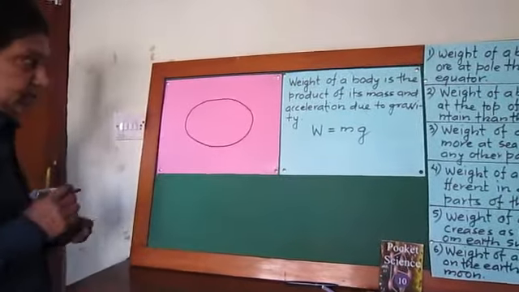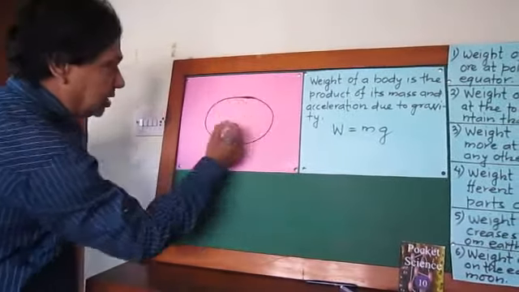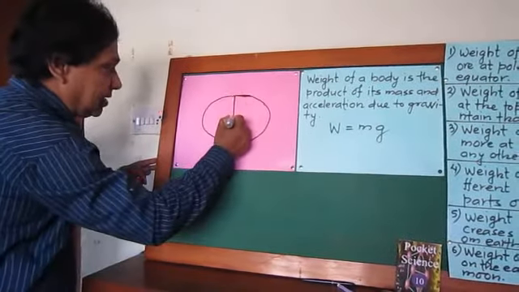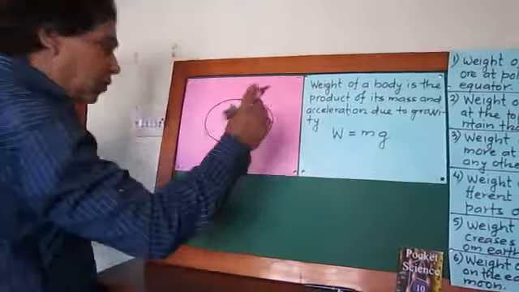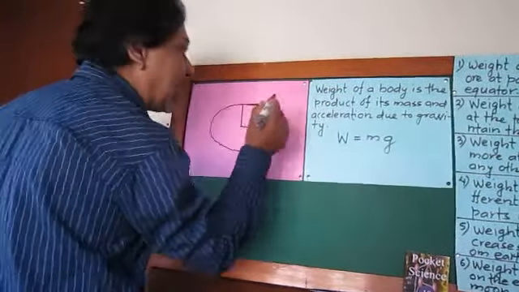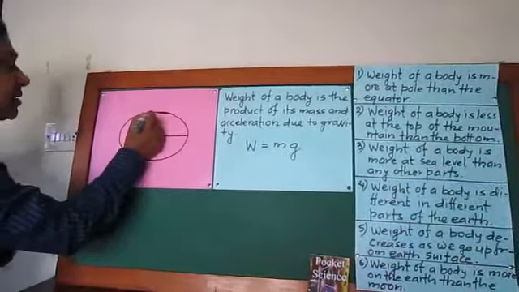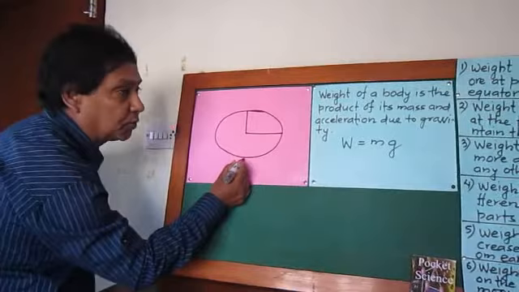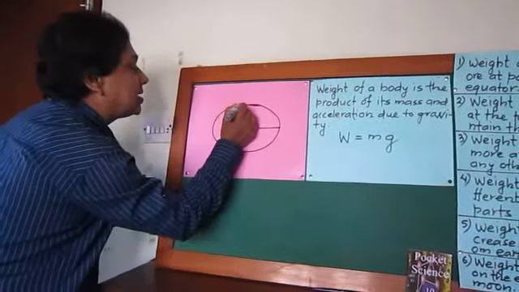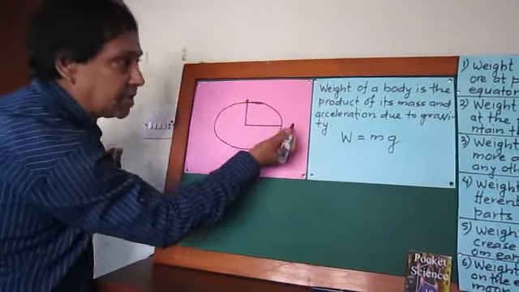Let's say this is Earth, and Earth is flattened at the pole and bulged at the equator. That's why polar radius is less, equatorial radius is more. The fact is that weight of a body is more at this place. This is the North Pole. Weight of a body is more at this place. This is the South Pole. Why is weight more at this place, if a body is taken here?